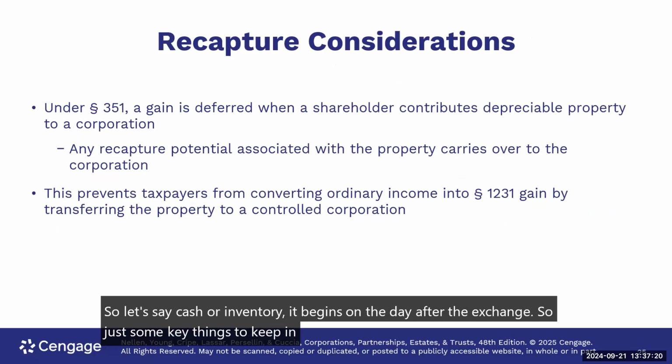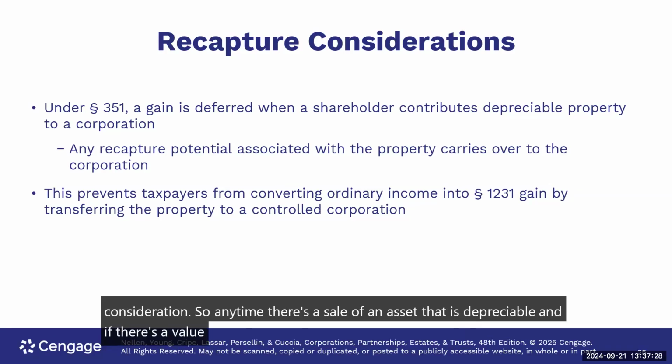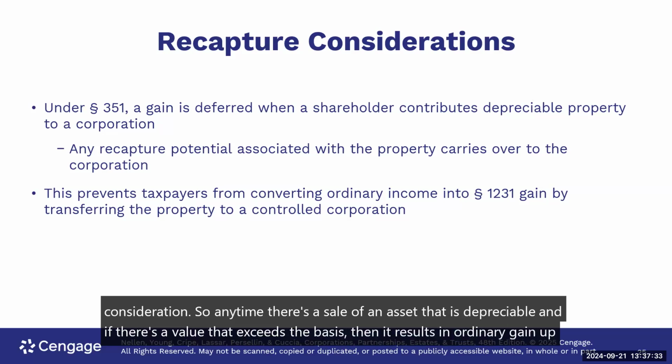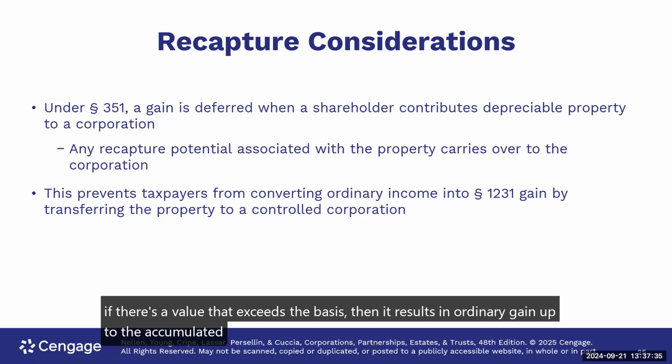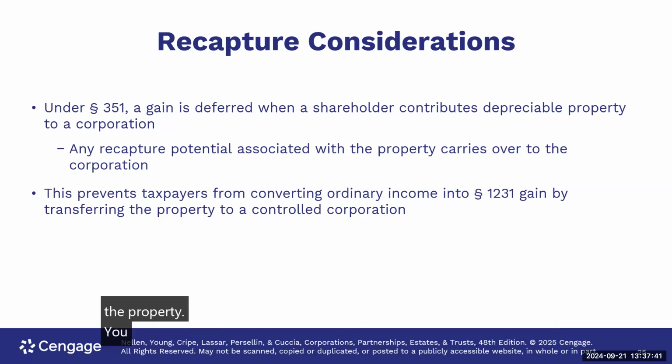Then we have recapture consideration. Anytime there's a sale of a depreciable asset, if the value exceeds the basis, it results in ordinary gain up to the accumulated depreciation deducted. Keep in mind, depreciation is claimed as an expense, but unfortunately, when you sell the property, you have to account for all of the depreciation expense that was claimed.